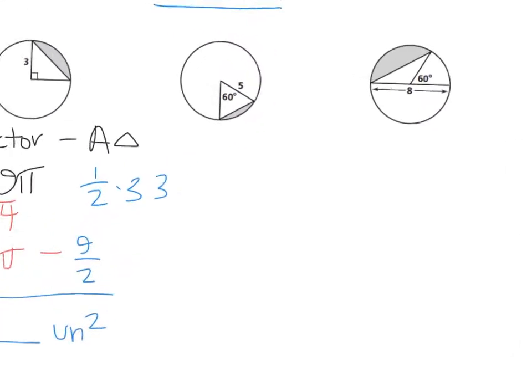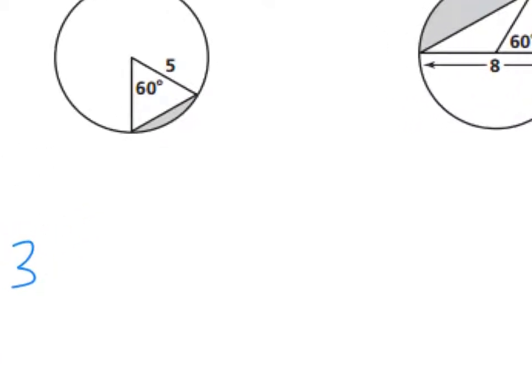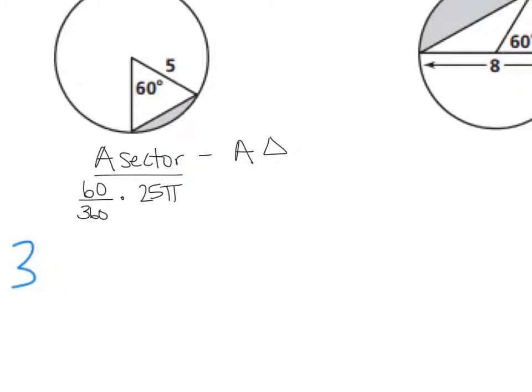Okay, next example. It's the area of the sector minus the area of the triangle. The area of the sector is 60 over 360 times the area of the circle, which is 25 pi. These cancel out, so 60 over 360 is 1/6. So it's 25 pi over 6 minus the area of the triangle.